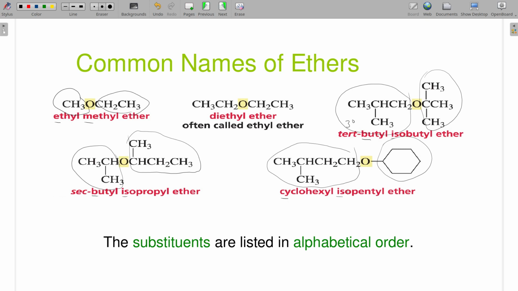But these are common names. This is not a hard rule. So if you find that in the book where they're out of order, don't be surprised. Sometimes people think it sounds better to say it one way or the other, so they just say it that way. So the alphabetic order on common names is not a hard rule.